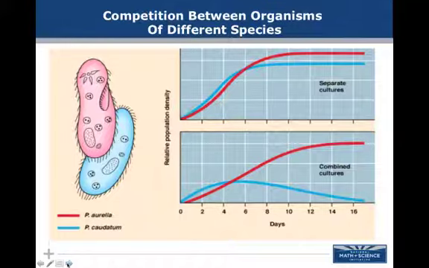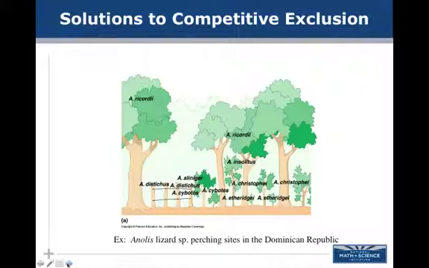And this is illustrating that competitive exclusion principle. The P. aurelia are obviously able to overpower or overcome the other paramecium, and so the other paramecium decline until they eventually die off because the P. aurelia are just better in that situation.